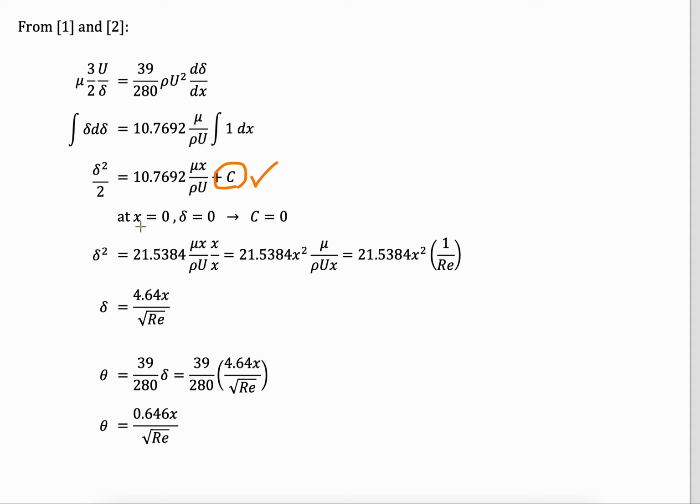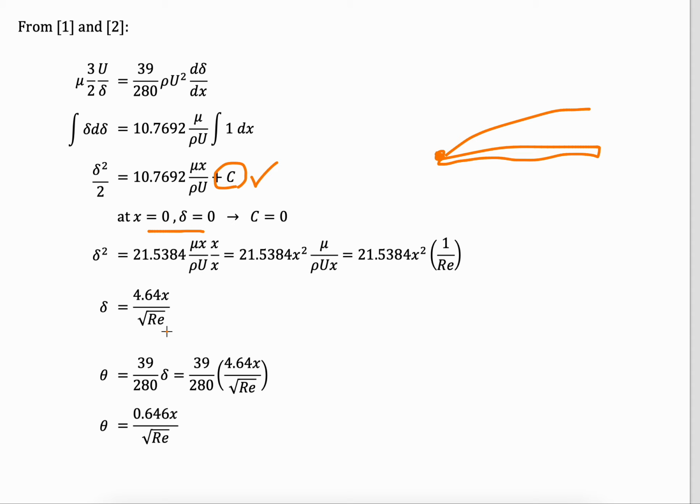So then we substitute the value of x equal to 0, delta is equal to 0. I think you know about this. So it is about a flat plate like this one. If this is the boundary layer, it means that at this point, at x equals 0, the boundary layer thickness has not yet occurred, so it is equal to 0, then the constant is equal to 0.